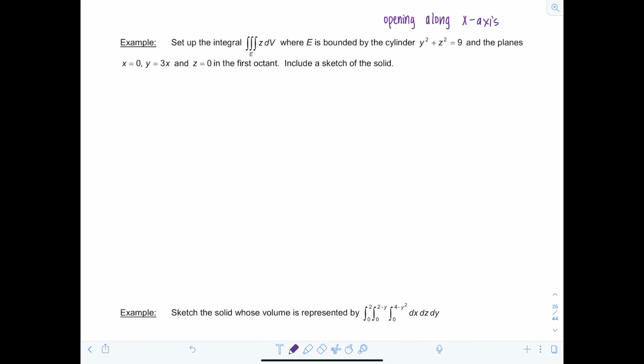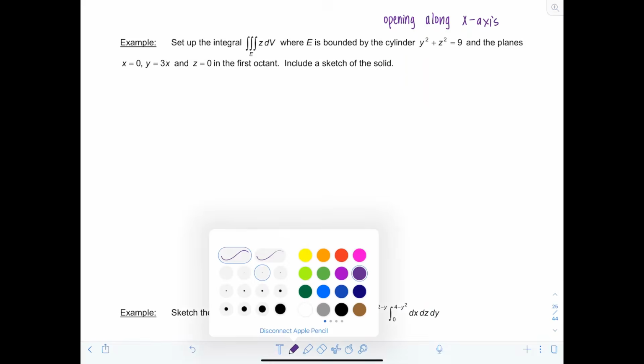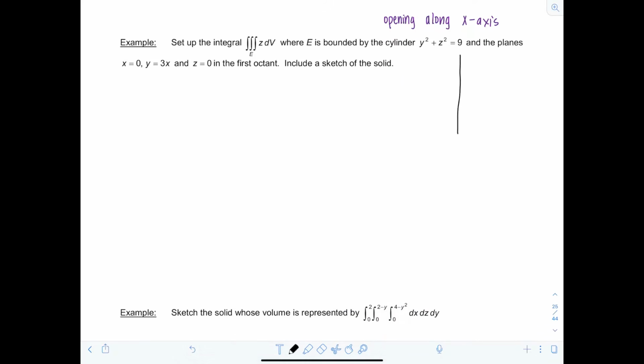And then the planes x equals 0, y equals 3x, and z equals 0 also cut it up. And we're going to sketch this solid right now before things get out of control. Okay, so we're in the first octant. That's reassuring. Y, z, here we go.